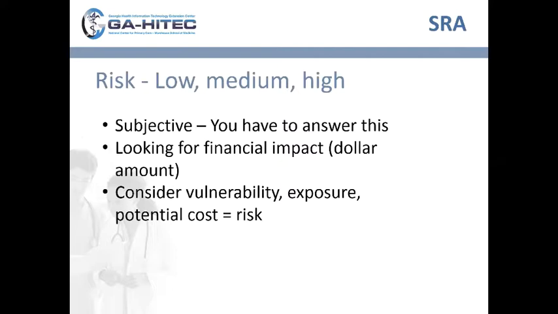As I've mentioned multiple times already today, they're looking for the financial impact, the dollar amount. So if something like your business associate agreements aren't in place, and that could impact, for instance, your EHR vendor, and that could impact every patient's record that you've got in your EHR, and you could pay a fine for that, well, that's a pretty high impact, and so that would be a high risk. But again, it's subjective. So you have to consider the vulnerability, the exposure, and the potential cost to determine your risk. Okay. Thank you.